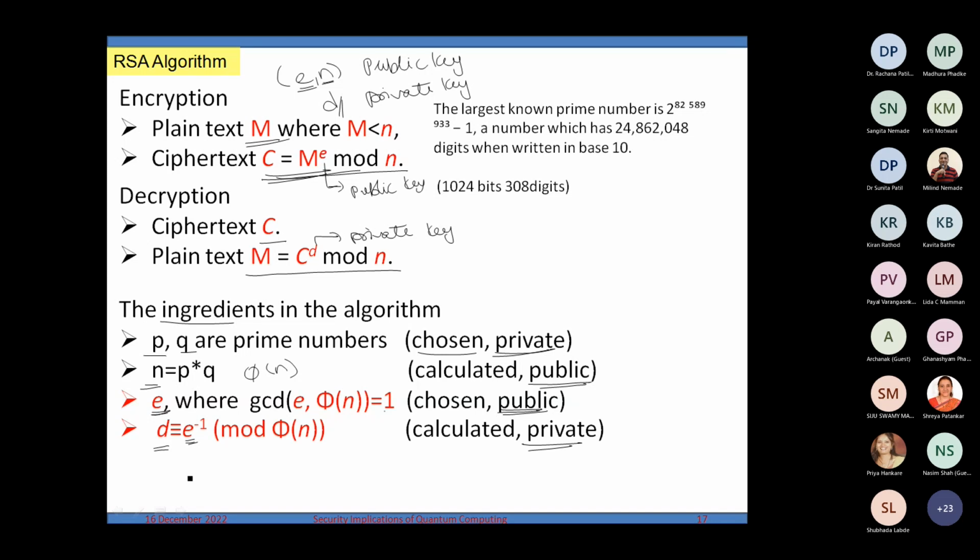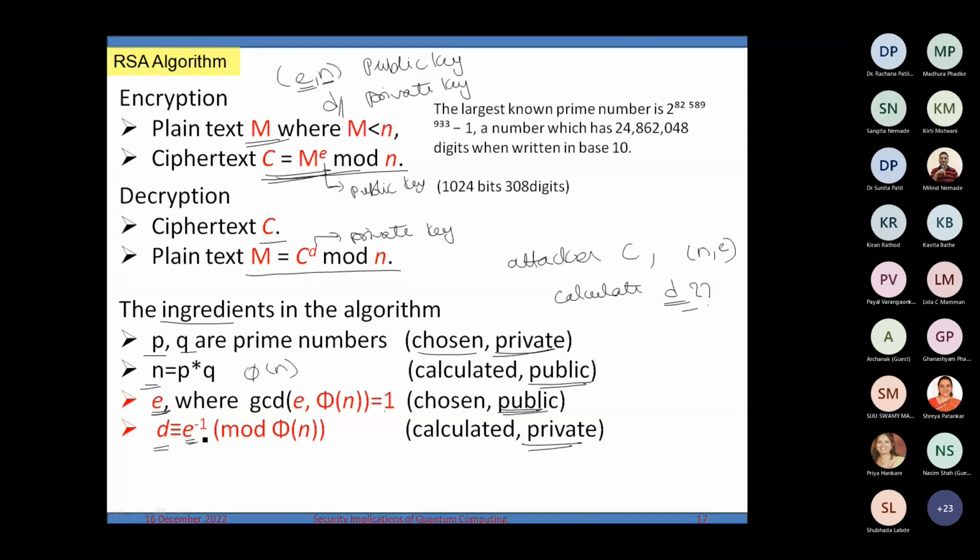Now, the point is, if an attacker wants to attack RSA, in the sense, derive the plain text from the ciphertext, what the attacker has is C, obviously, and the attacker also has N comma E. Now the question is, can the attacker calculate D?